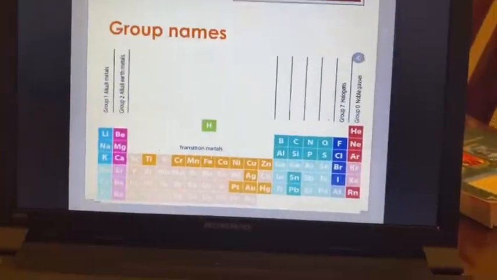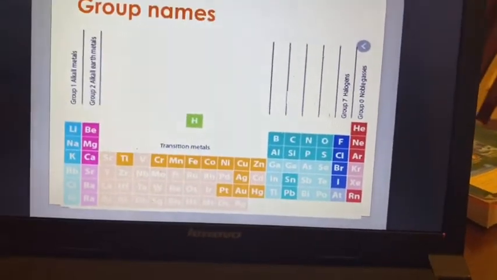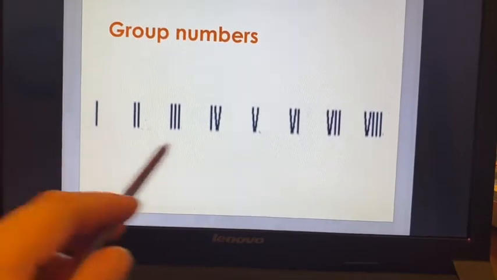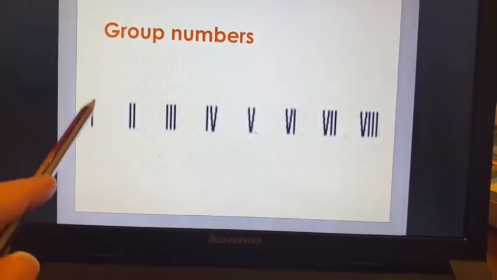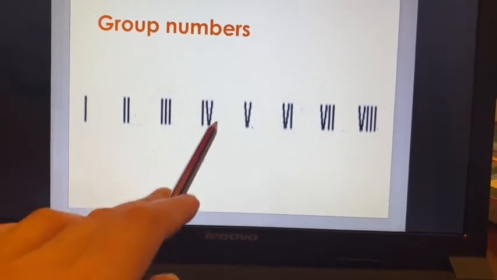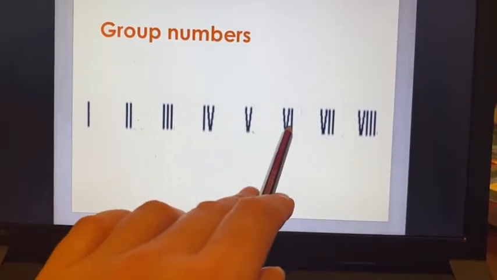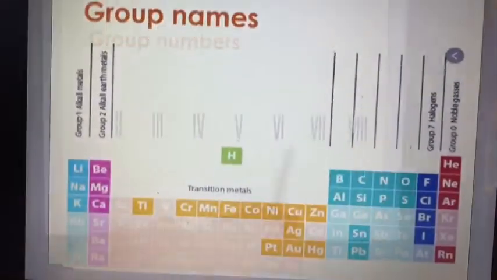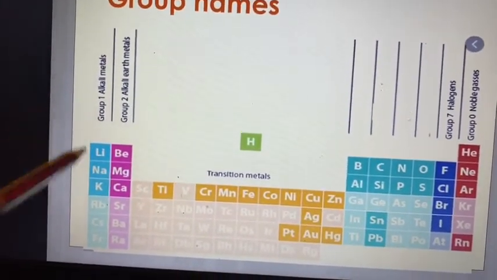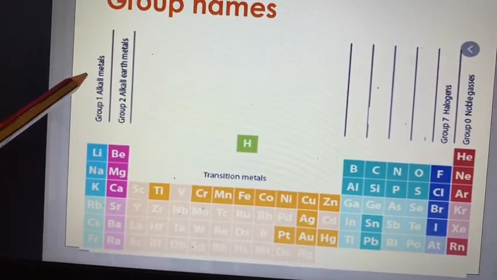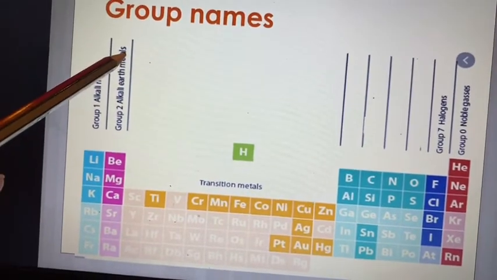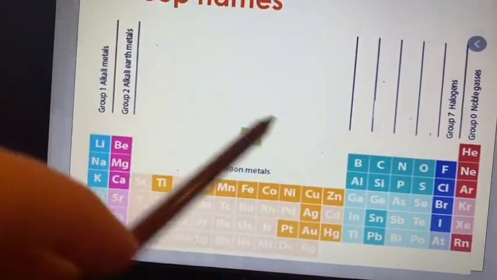There are names of the groups and there are numbers. In the periodic table, they always use the Latin numbers. This is number 1, 2, 3, 4, like the Arabic 17, and then 5, 6, 7, and 8. Each group has a name. These are the names you have to know. Group number 1 is the alkali metals. Group number 2 is the earth alkali metals or alkali earth metals. Both are correct.